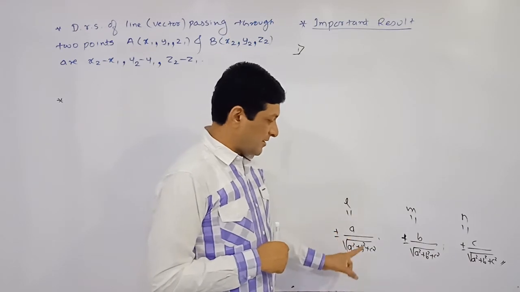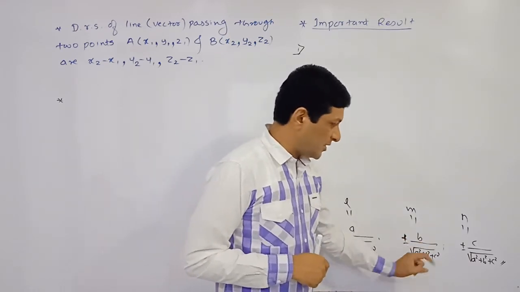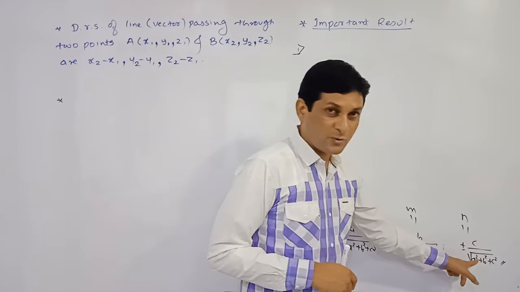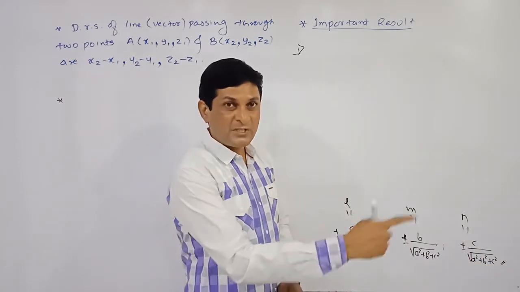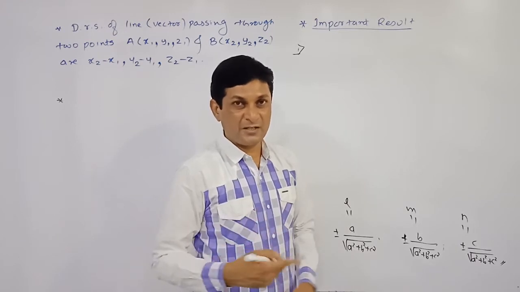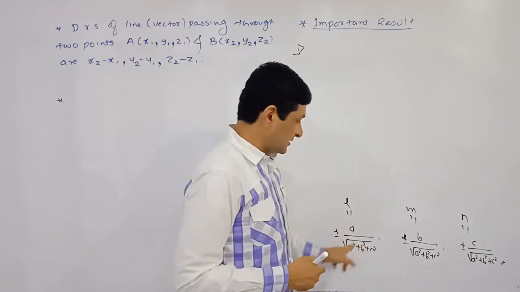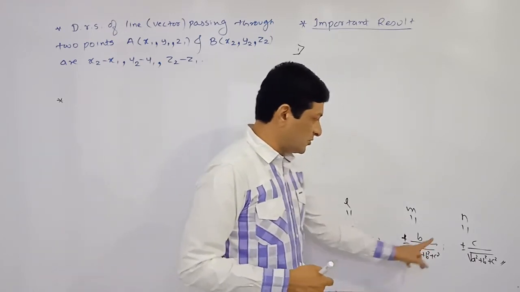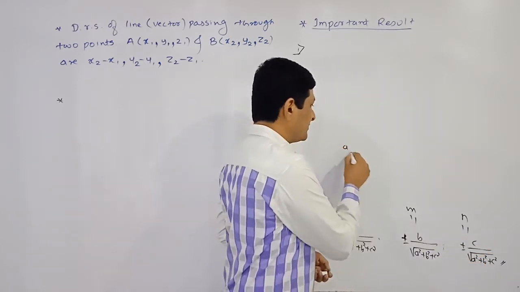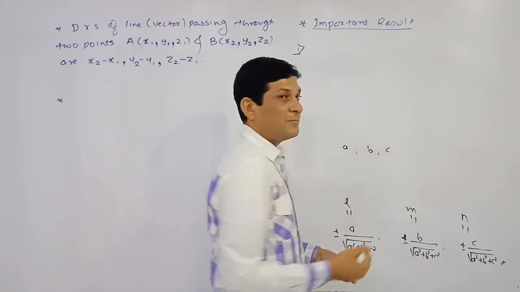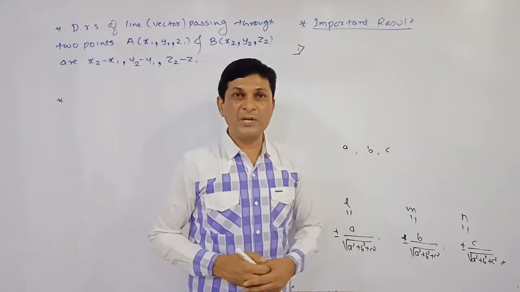Plus or minus 1 upon under root, plus or minus 1 upon under root, plus or minus 1 upon under root. Under root means under root a square plus b square plus c square. We can observe this is the common factor in these three numbers. After cancelling this common factor, which are the remaining three terms? Remaining three terms are nothing but A, B, C.